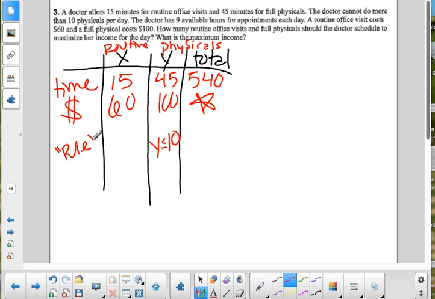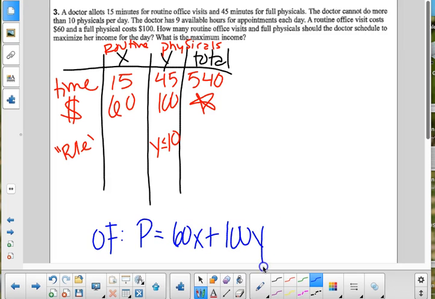Anything else we need to put in this table? No. So step 1, objective function, which is going to be her profit comes from 60. That line's done. The other equation we have will be the 15x, 45y, and then 540.